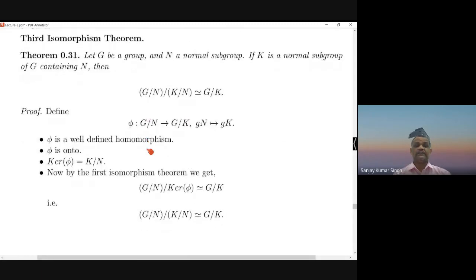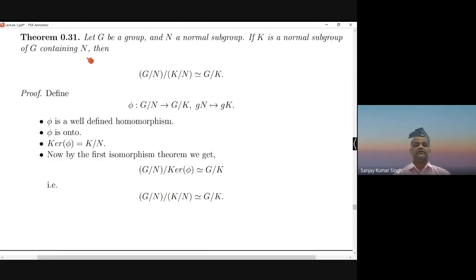Now I will state the third isomorphism theorem. Let G be a group and N a normal subgroup. If K is a normal subgroup of G containing N, then we always have such a type of isomorphism. G by N is a group. K by N, we can prove that it is a normal subgroup of G by N. And so that's why the coset group of G by N by K by N makes sense. And it is isomorphic to G by K.